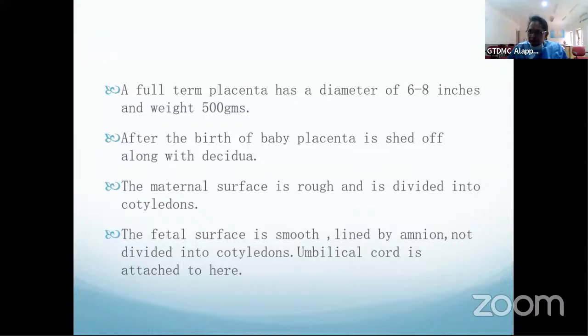So attachment of the placenta is very important. Delivery of the placenta is important. Fetal circulation is important. So knowing about the placenta is very important in our department, that is obstetrics.